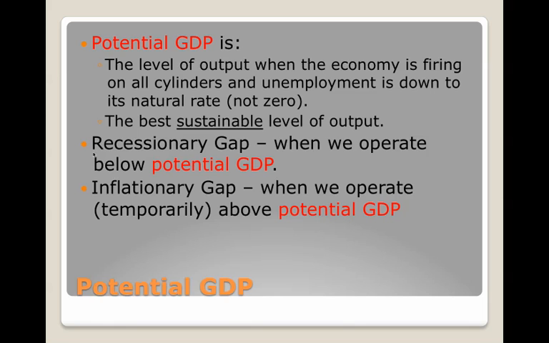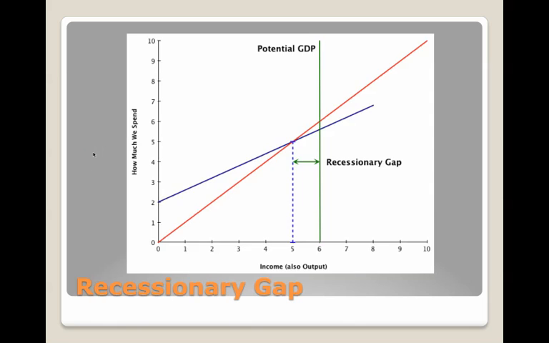Let's look at these using our now familiar graph. So here we have the same blue line we've had before. This measures planned spending. It has a constant and it has a slope, and it intersects with the red line, which is this identity. Remember, the identity is that GDP is measured through spending, or output is identical to income.